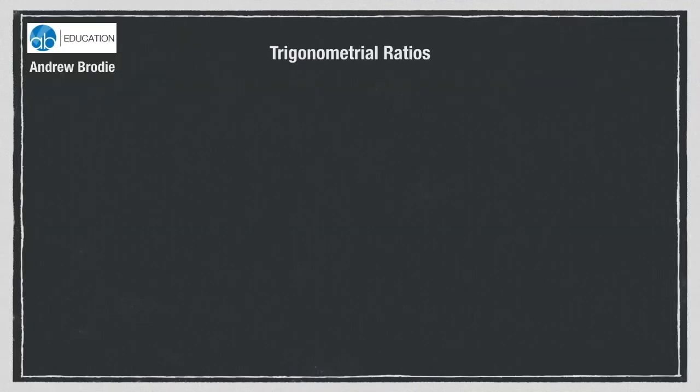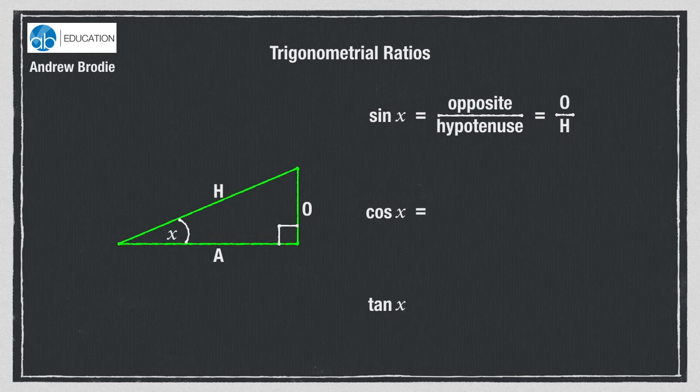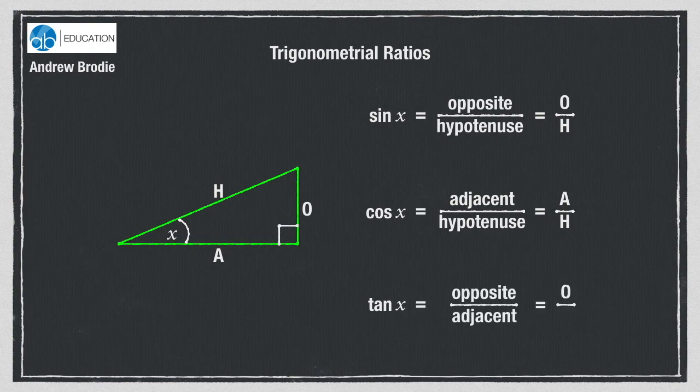You will remember from the previous videos that we use SOHCAHTOA as a reminder of the formulae we need to find the sizes of angles and sides in a right-angled triangle. We know that sin x equals opposite over hypotenuse, cos x equals adjacent over hypotenuse, and tan x equals opposite over adjacent.